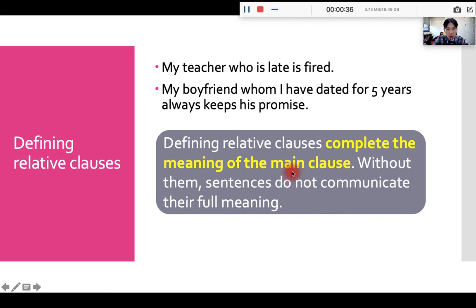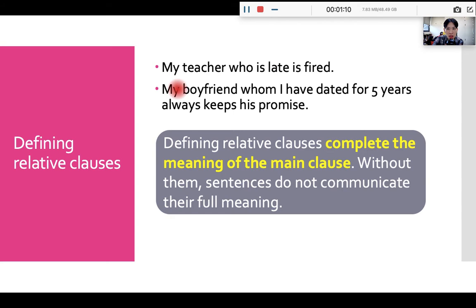What does it mean? It means the relative clauses in these two example sentences are necessary. Without them, we do not know which teacher you are talking about or which boyfriend you are talking about. So let's take a look at the first one. My teacher who is late is fired. If you just say my teacher is fired, then people might ask you which one. So you need a defining relative clause here to tell us, oh, the one who is always late.